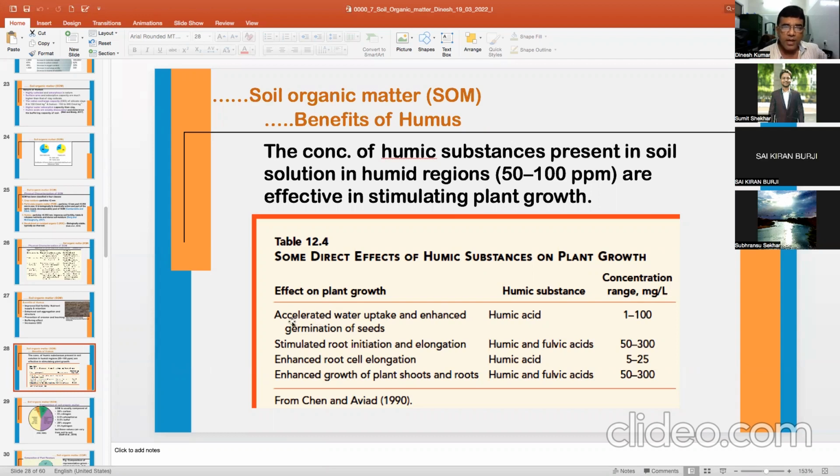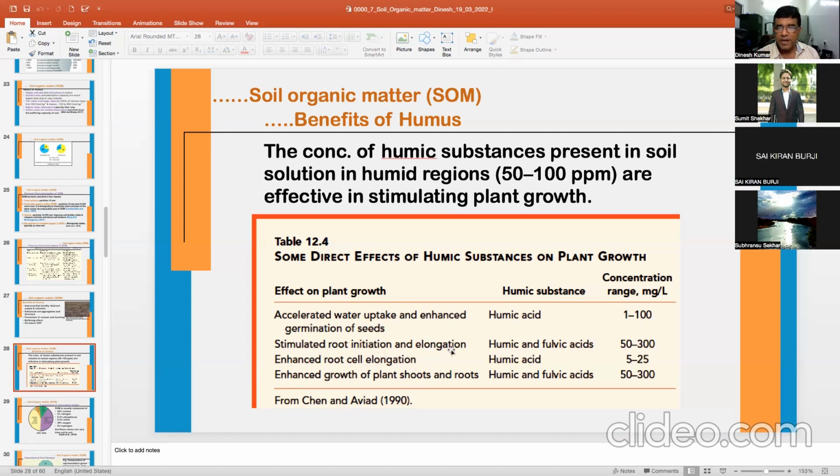So what they do: accelerated water uptake and enhanced germination of seed. I don't know how this role is played, but this is a fact that they will accelerate water uptake and enhance the germination of the seed. Humic acids, so they are acting as a growth promoter.